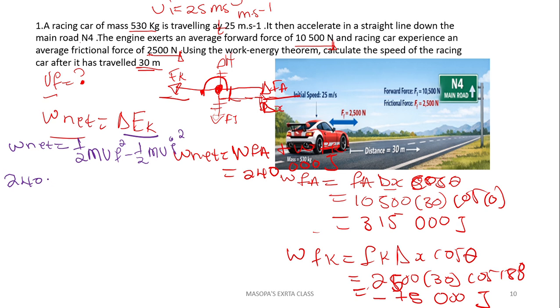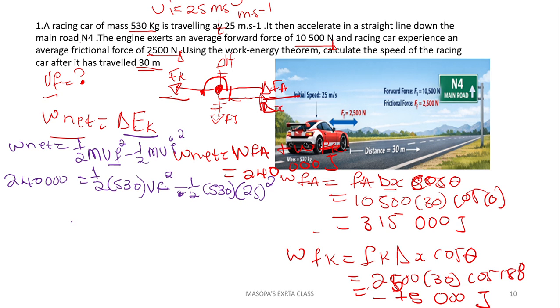240,000 equals to what? 1/2, the mass of the object is 530. Then the initial velocity, the final velocity is what we are looking for. Then finally, this is supposed to be minus 1/2. The mass is 530. The initial velocity was how much? 250. Then you're going to square it.